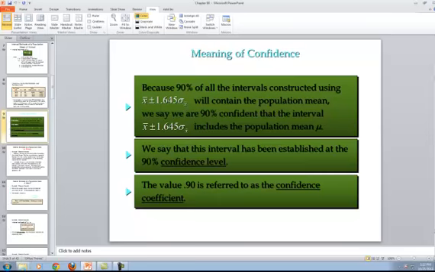Here is another way to look at the meaning of confidence. Please take a minute to read the description. The key here is that given that the variable, the sample mean in this case, is normally distributed, we know that 90% of all the intervals we construct will indeed contain the population mean plus or minus a certain margin of error. And that margin of error will be equal to 1.645 times the standard deviation of the sample mean.